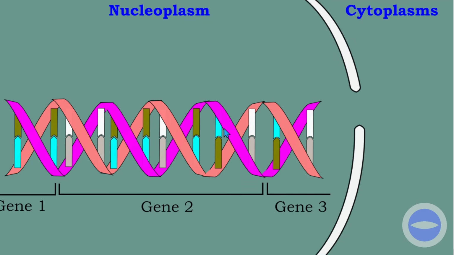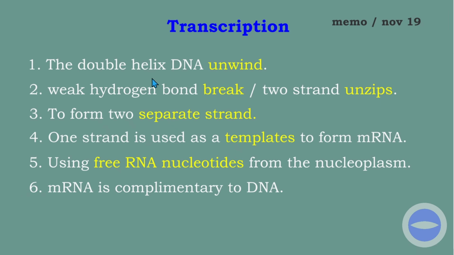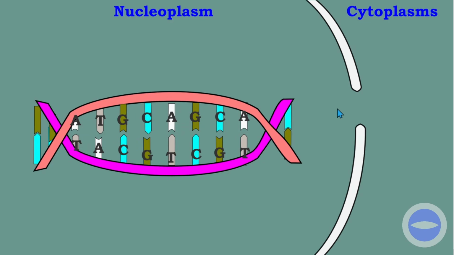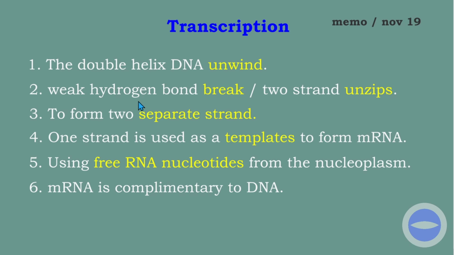So they say that the double helix DNA unwinds. Here we've got the double helix. What happens is the double helix will unwind, so it's no longer twisting. If you can see, it's no longer twisting around. It's just straight.